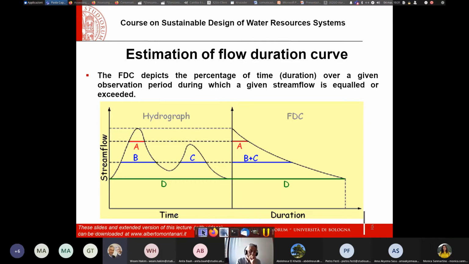Okay, good. What is the flow duration curve depicting? It depicts the percentage of time, also called duration, over a given observation period, which is typically maybe 1 year, maybe 10 years, during which a given stream flow is equaled or exceeded. This is the definition that you have to repeat to me at the exam if I ask you what a flow duration curve is. The typical question is, what is a flow duration curve and how can we estimate it.